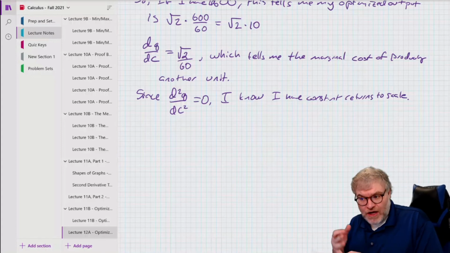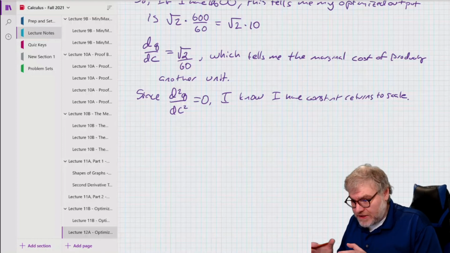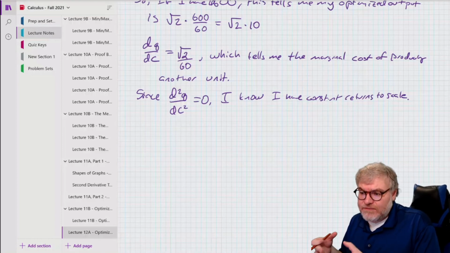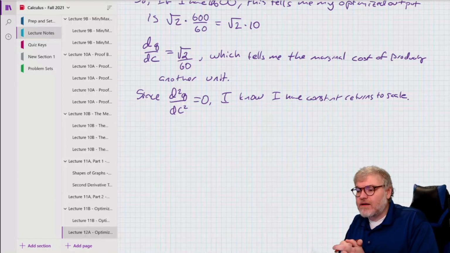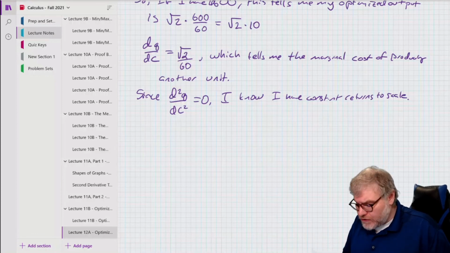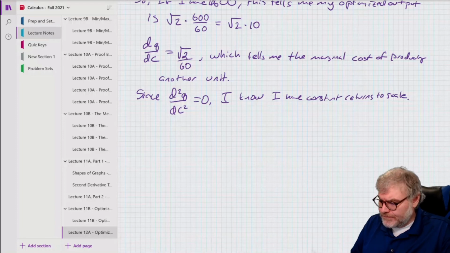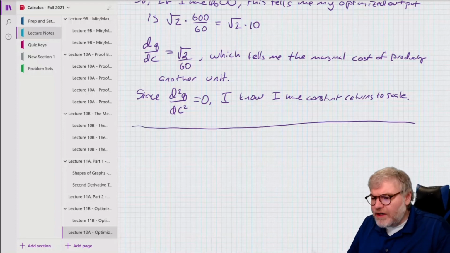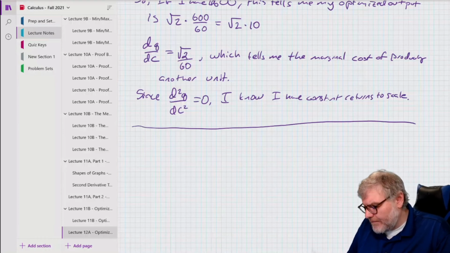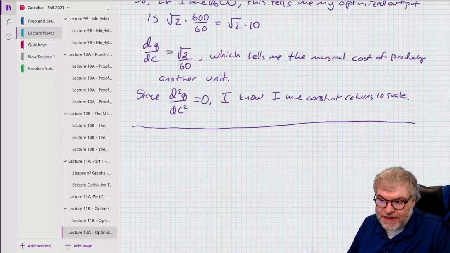And then I also know something about the production. In this case, I have constant returns to scale. So it doesn't matter how much more I want to produce. The marginal cost is always square root of 2 over 60. Okay, that's interesting. If you want to know more about this, take an econ class. I would highly suggest. This will let you math through a little bit of your econ, which is nice.